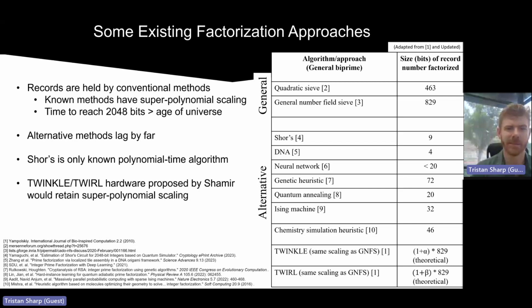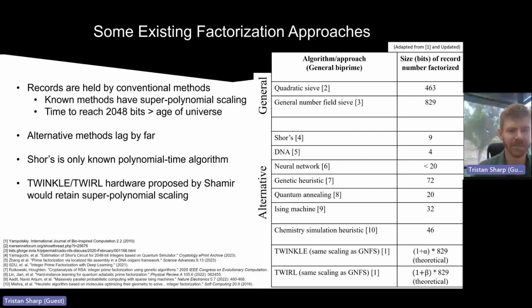So up top, you can see, of course, the sieve methods. Those are the current record right now for a biprime factorized, from the general number field sieve, 829 bits. I believe it was done in 2020 and took something like 2,700 compute years. So the known methods have super-polynomial scaling, so they have the records, but it's quite well understood that reaching 2048 bits is not tractable.